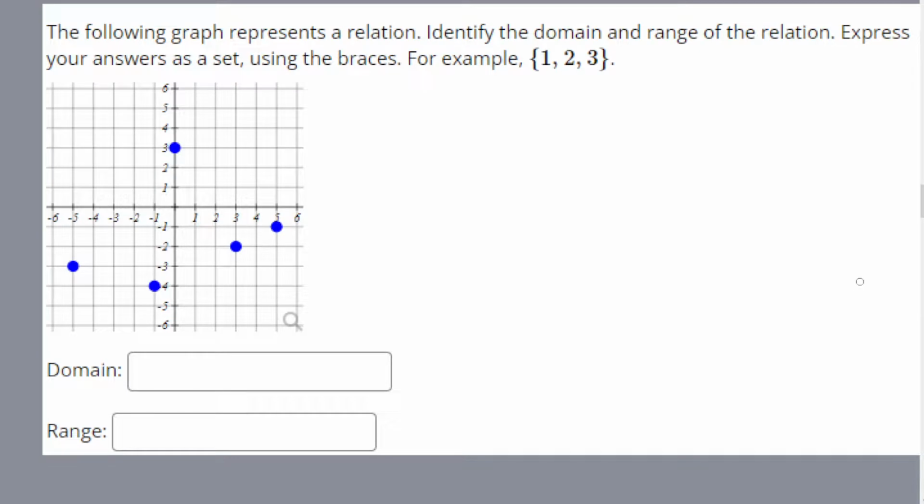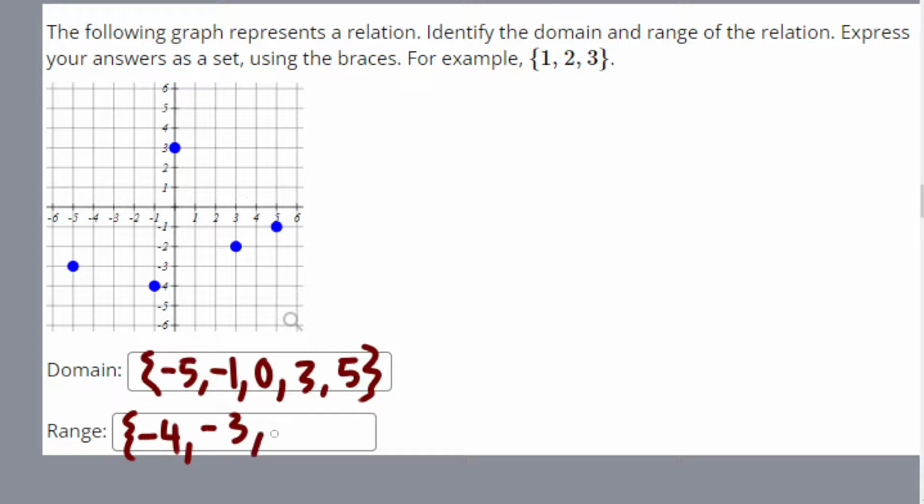But even then, you are not including -10 and 10. Now this one is telling us that the following graph represents a relation. Identify the domain and range of the relation. So what we want to do is we say okay, here's -5. Here is -1, right here 0, and then 3, and then 5. That's all of our x values. Now we want to care about where they are on the y. We typically like to go from smallest up. So -4, -3, -2, -1, 3.